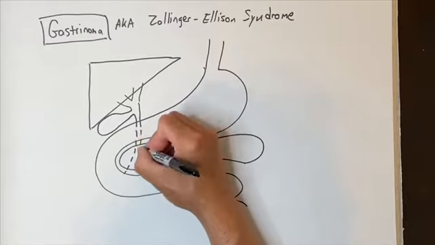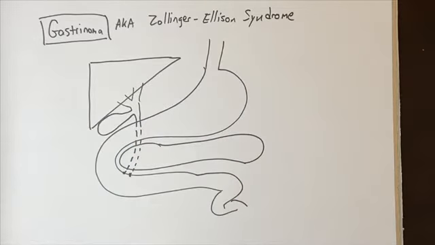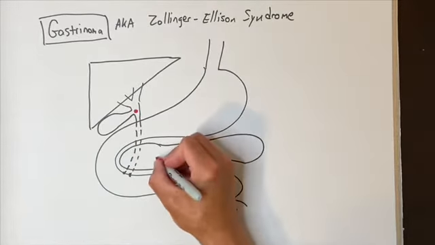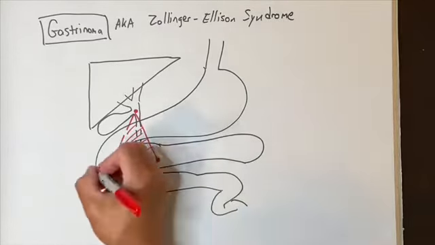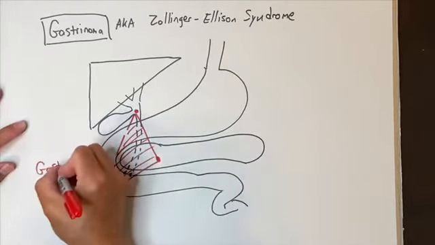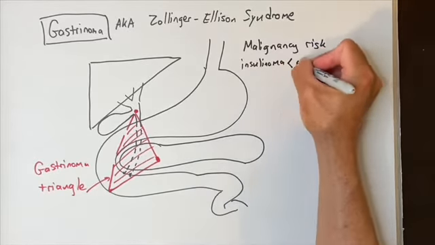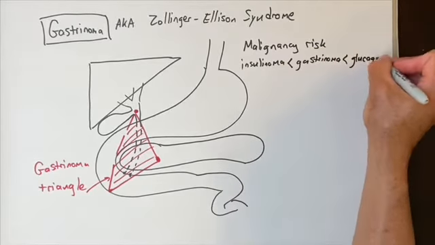Most gastronomas can be found in the gastronoma triangle, which is formed by marking the junction of the cystic duct and the common bile duct, the head and the neck of the pancreas junction, and the second and third portion of the duodenum junction. Gastronomas have a higher risk of malignancy than Insulinoma, but not as high as Glucagonoma.